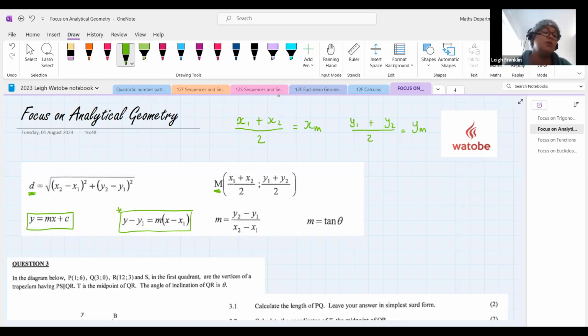I never ever work with this formula. I know some teachers that do. Personally, I never ever use it. Maybe your teacher at school uses it. I don't think it's necessary. I always use the one on the left, but it is on our formula sheet.